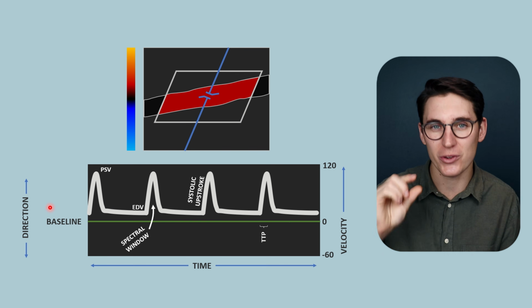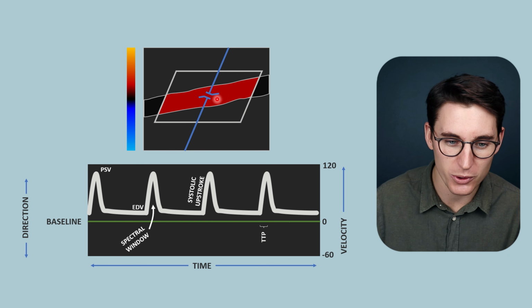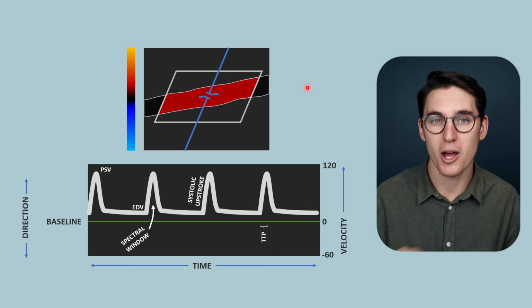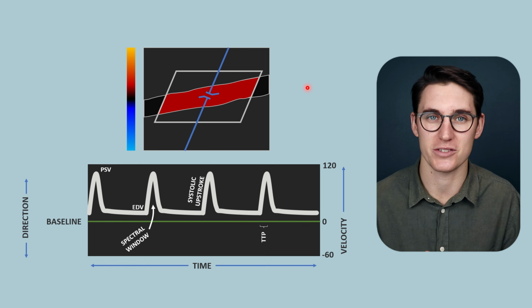Now, when we think about how this line is created, there are multiple red blood cells, thousands of red blood cells, passing through this gate at any given period of time.